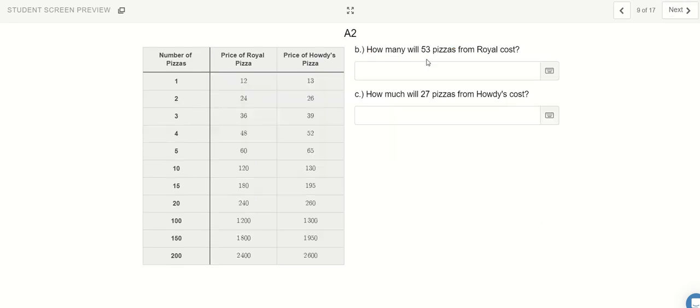So now that we have this table, how much would it cost for 53 pizzas at Royal's? So I know that one pizza costs $12, and I want 53 pizzas. I can take the original cost of 1 and multiply by 53 pizzas. How much would 27 pizzas at Howdy's cost?